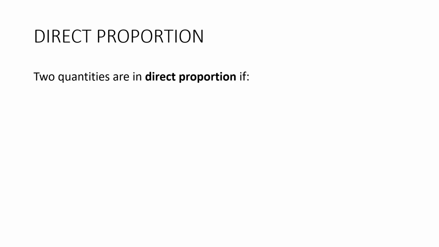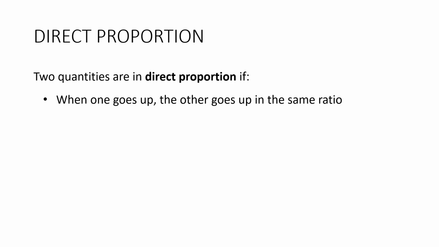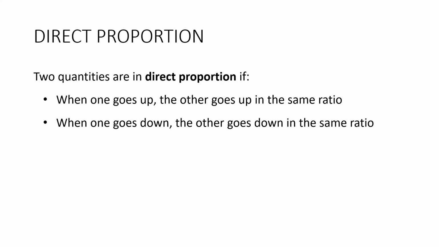Okay, last thing for this lesson. Two quantities are said to be in direct proportion if, when one goes up, the other goes up in the same ratio. When one goes down, the other goes down in the same ratio. And this is what we write. Some quantity A is proportional to another quantity B.